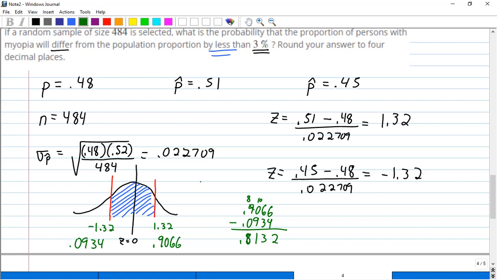So if this would have been by more than, then we would have wanted the area on the outsides. So we could do the exact same thing that we did here and say 1 minus that, and that'll give us the area on the outsides.